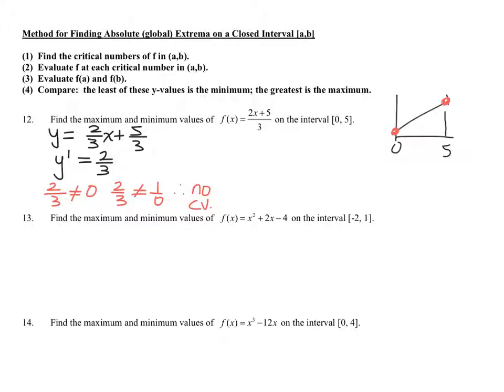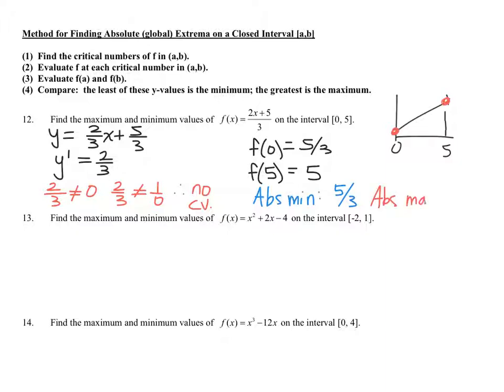So we test our endpoints. So f of 0, f of 5. Plug in a 0, you get 5/3. Plug in a 5, you get 5, right? All right, so the absolute min is 5/3. The absolute max is 5.